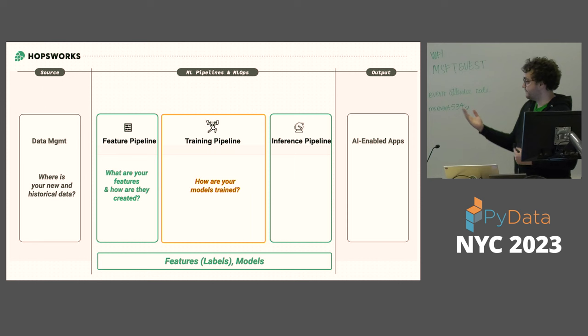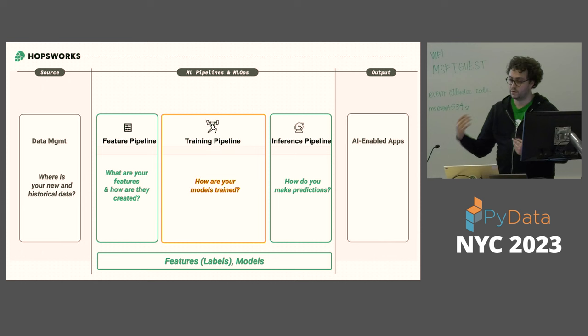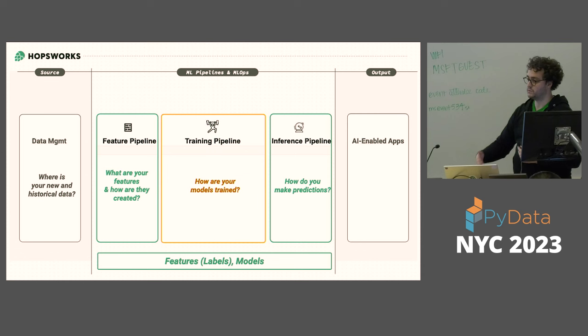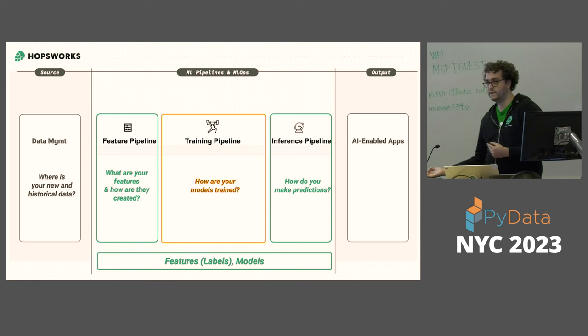Obviously, how and where your models are trained, which framework you're going to be using, where specifically you train the model, and which kind of hardware you need to be able to train the model. And finally, the inference pipeline is all about how you make predictions.